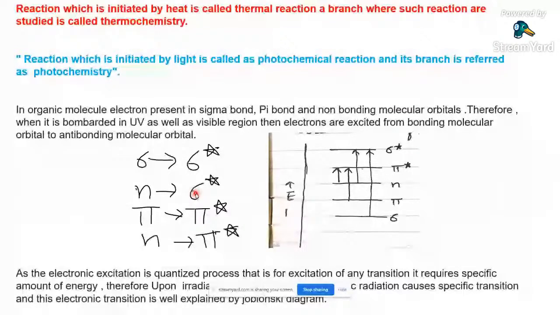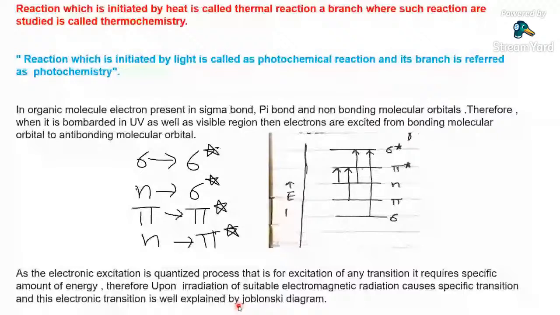Now, electronic excitation is a quantized process, that is, any transition requires a specific amount of energy. It means every excitation is associated with some amount of energy change. It may be 1 h nu, 2 h nu, 3 h nu, like that. So for excitation of any transition, it requires a specific amount of energy, and therefore upon irradiation with suitable electromagnetic radiation, it causes a specific transition, and this transition is well explained by the Jablonski diagram, which we will study.